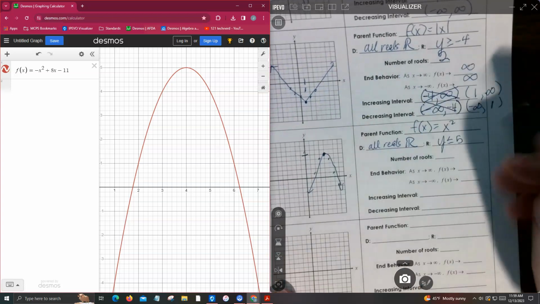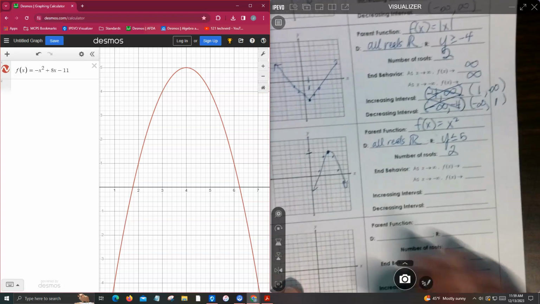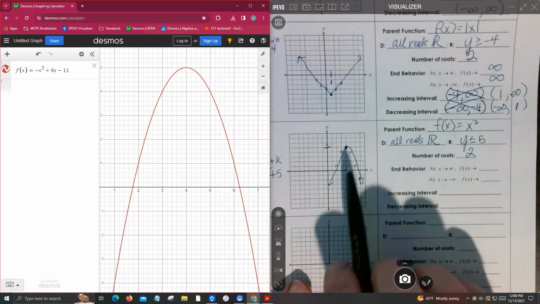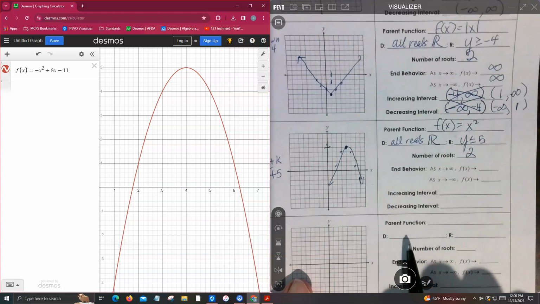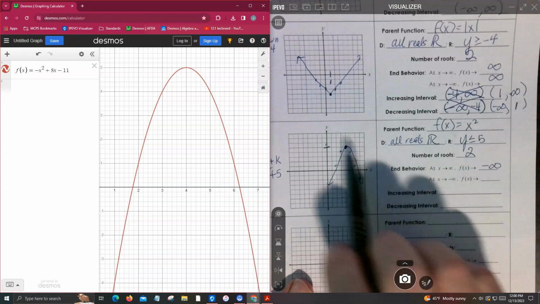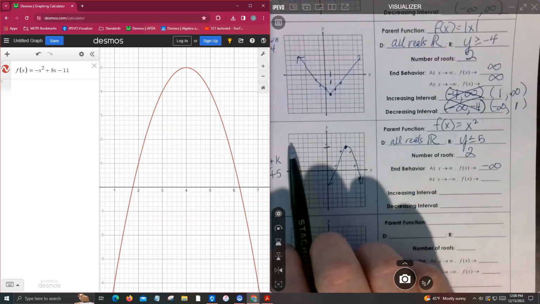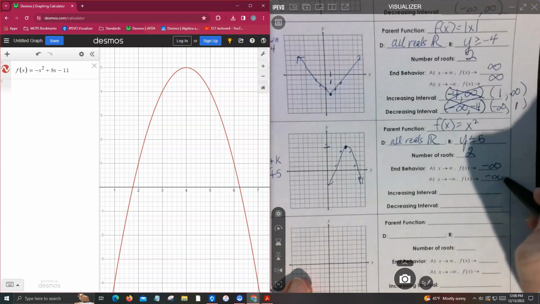Number of roots: how many times can it hit the x-axis? Twice. All right, end behavior. As x is going in this direction, y is going in the negative direction. And as x is going in the negative direction, y is also going in the negative direction.